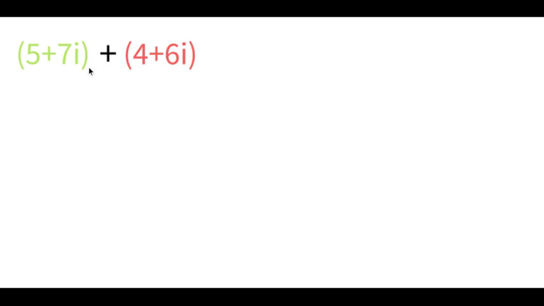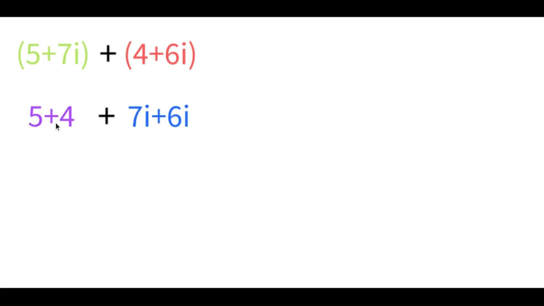So we want to group them together. So we'd group 5 and 4 together, and we'll group 7 and 6 together. And we'll have something like this. 5 plus 4, add 7i plus 6i. And now this is pretty easy. We can just add it together.